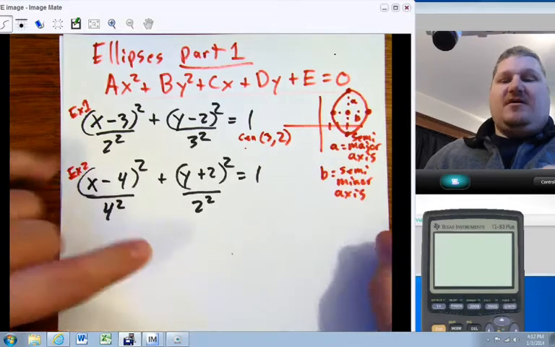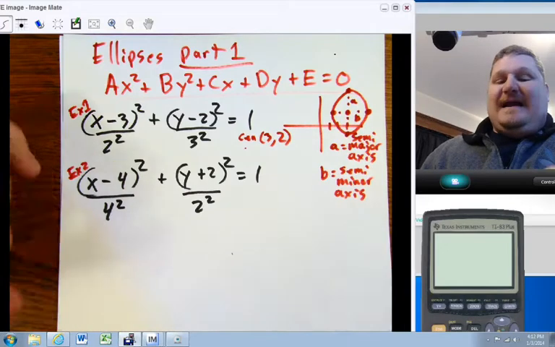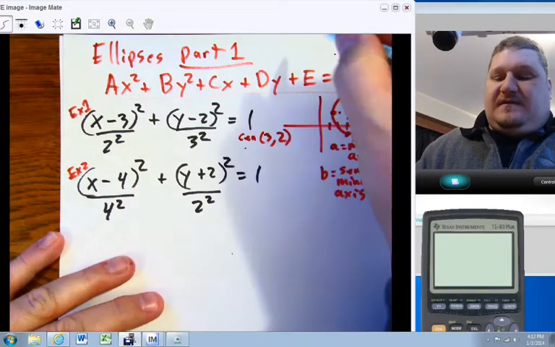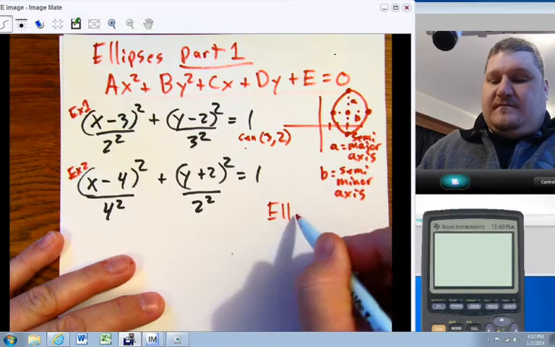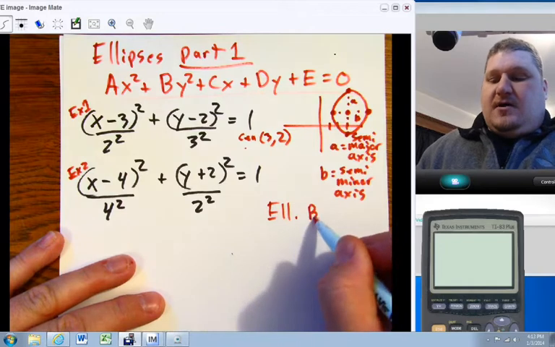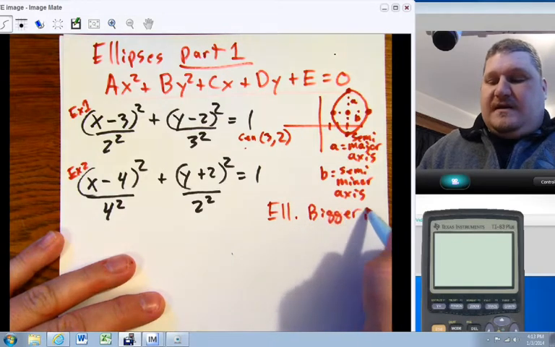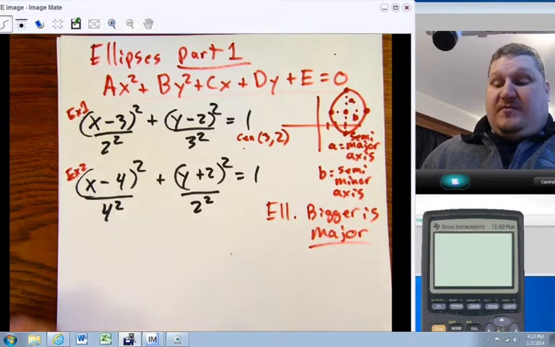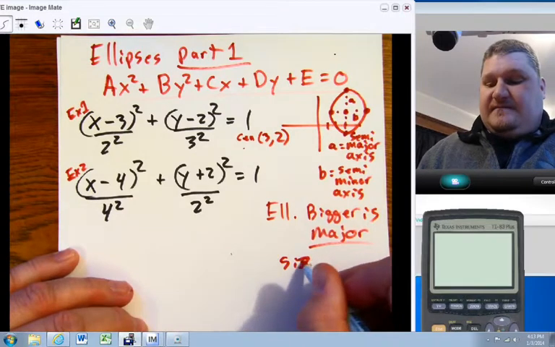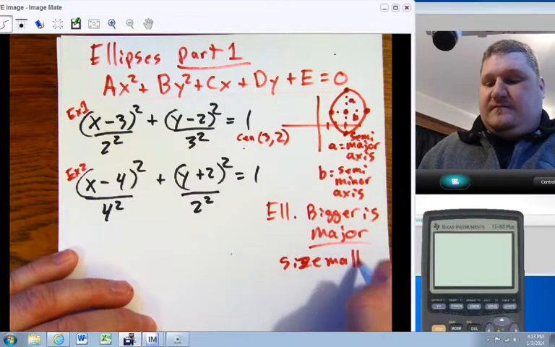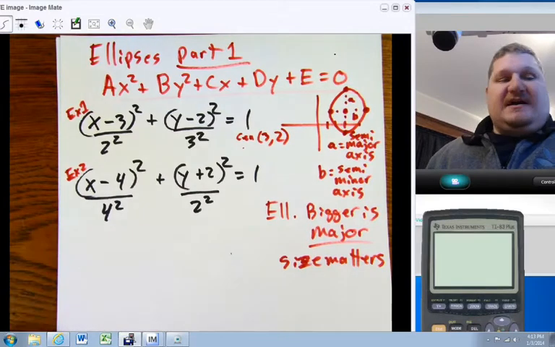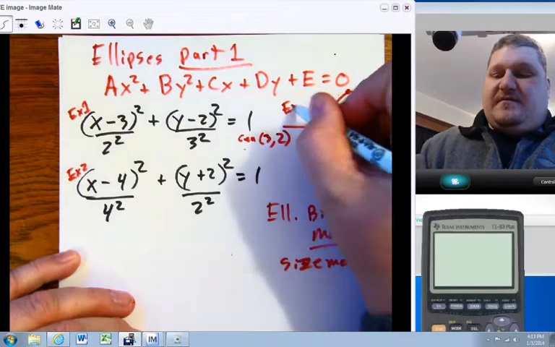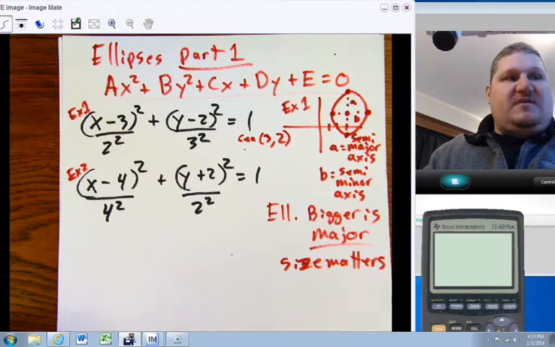Major bigger, minor shorter. Again, if you go back to the previous introduction video, that's what we talked about with ellipse, bigger is major. Bigger is major. Another way to put that would be that size matters. Alright, size matters. So, that's our first example. Example number 1. Again, not hard. Find the center. Go each way as you're told.